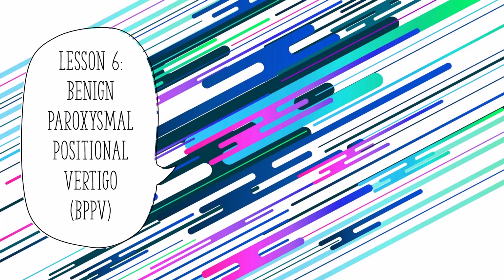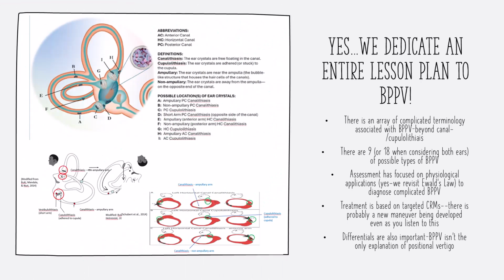Hello and welcome back. This video is an overview of Lesson 6, which is Benign Paroxysmal Positional Vertigo, BPPV, and we also discuss some of the differentials associated with positional vertigo. This is oftentimes one of the favorite lessons for our CCVR participants. And yes, we dedicate an entire lesson plan for BPPV.